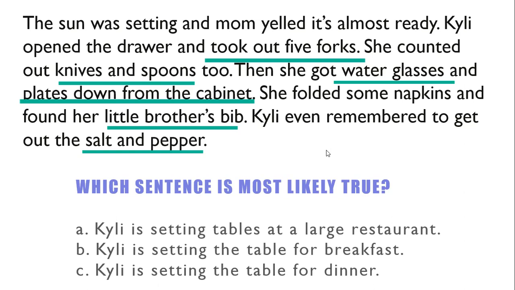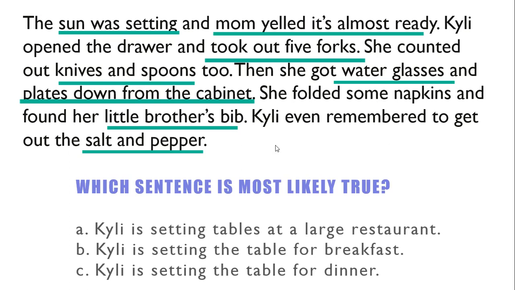And Mom also yelled, "It's almost ready." My mom always yells for my siblings and I when she needs something or when food is done cooking. Mom must be cooking food for Kylie's family. But I wonder if she's making breakfast or dinner. So let's look at the final clue. The final clue says the sun was setting. When it sets, I know that it will get dark soon.